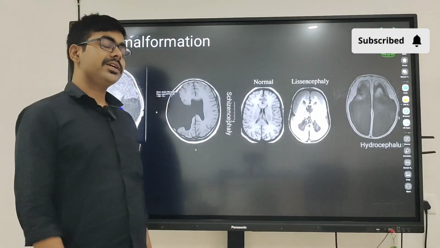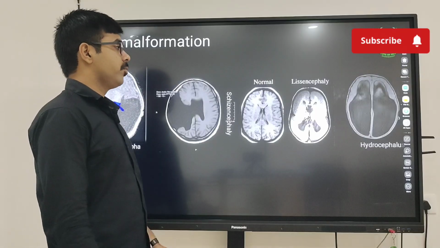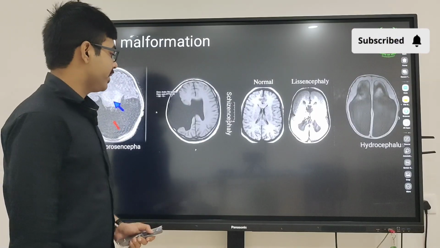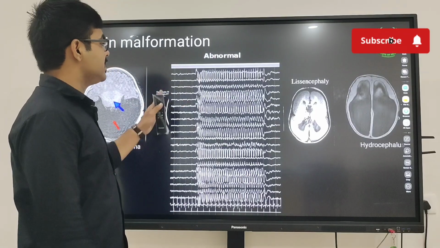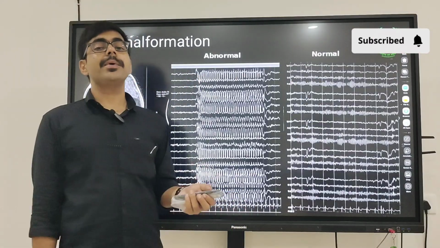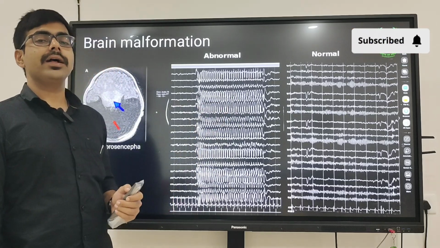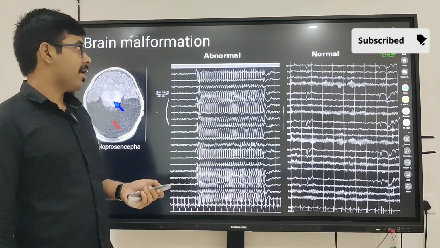Next, hydrocephalus. Hydrocephalus means the brain is filled with cerebrospinal fluid, so the white matter gets damaged. This is an abnormal EEG response, and this is a normal EEG response. If the patient is having multiple episodes of epilepsy, they will have problems and can have cerebral visual impairment.